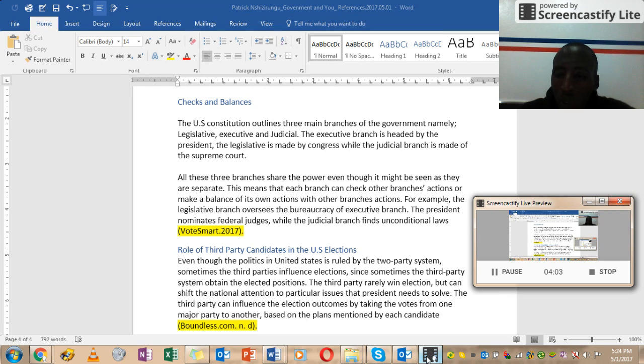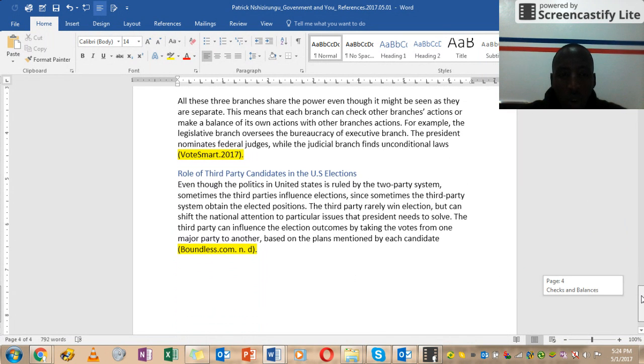The president, on the other side, nominates federal judges, while the judicial branch can find some unconstitutional laws that were made by the legislative branch. So if the legislative branch decides on some laws, the judicial branch might see them as unconstitutional or unfair to the population. Hence, they need to balance their work, taking into consideration the other branches' activity and work, so as to complement each other.